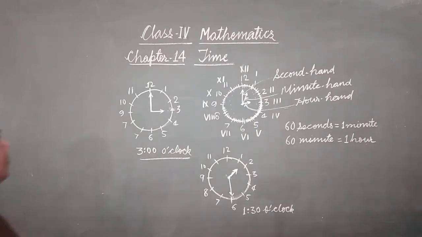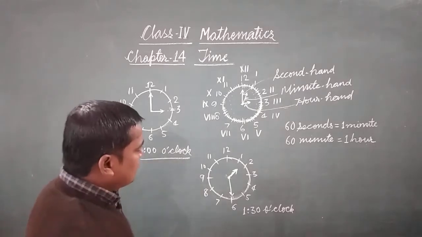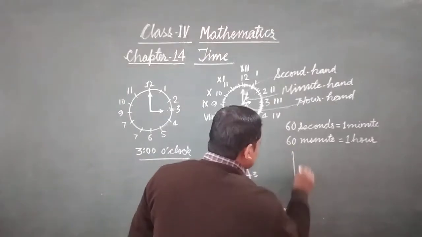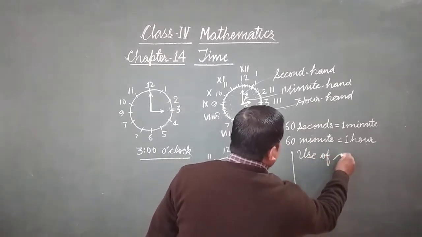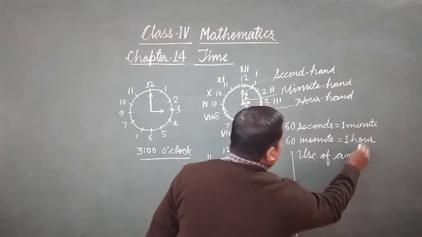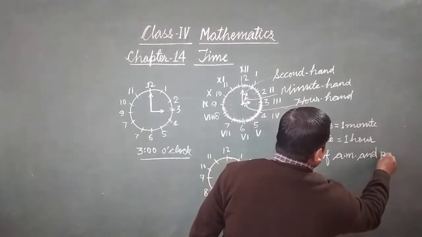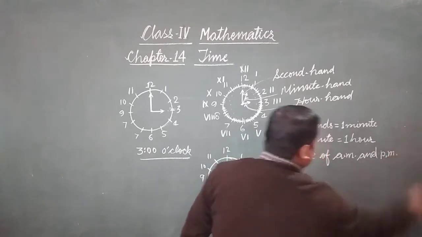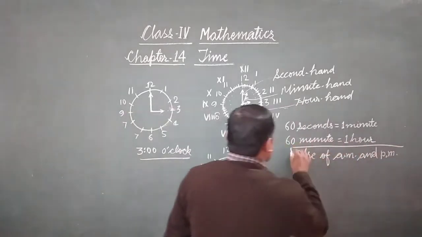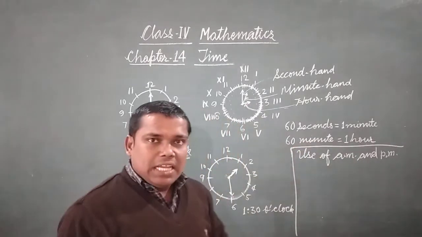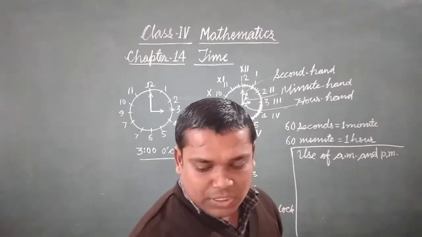Look here. I am writing here: use of AM and PM. AM is anti-meridian and PM is post-meridian.